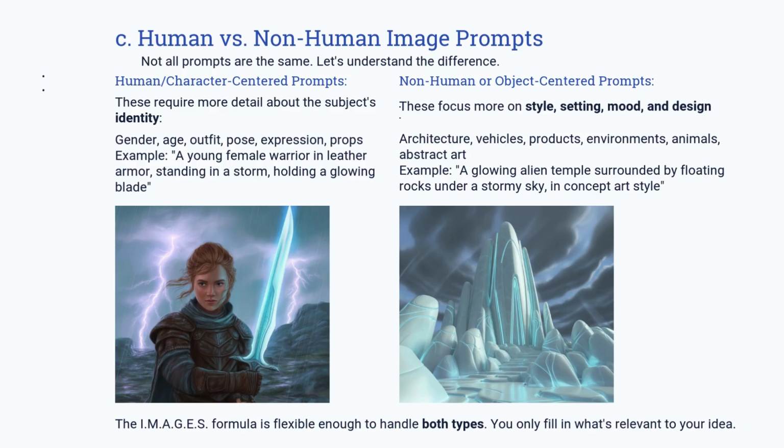Now, on the flip side, non-human or object-centered prompts shift the focus. These are about things like architecture, vehicles, animals, environments, or even abstract designs. In these cases, you care more about the style, the setting, the mood, and overall design, not what the character is wearing. Like this. A glowing alien temple surrounded by floating rocks under a stormy sky, in concept art style. That's a strong non-human image prompt. The great thing is, the IMAGES formula works for both. You just fill in what's relevant, and skip what doesn't apply.